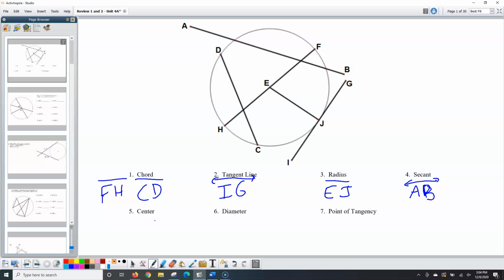Center of the circle is E. Diameter, we already talked about that. It's a chord that goes through the center of the circle and cuts it in half, HF or FH. Point of tangency is where the tangent line touches the circle. That would be point J.